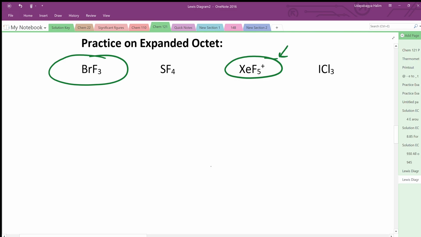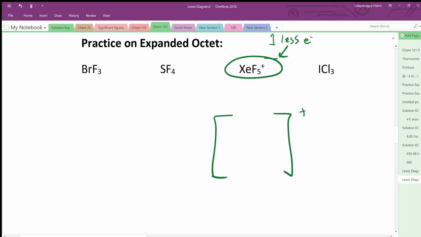Don't forget, whenever you have a plus charge, you put everything in a bracket and a plus sign on the outside. And remember, a plus charge means 1 less electron. So that's going to affect your calculation a bit. So let me finish the BrF3 here.